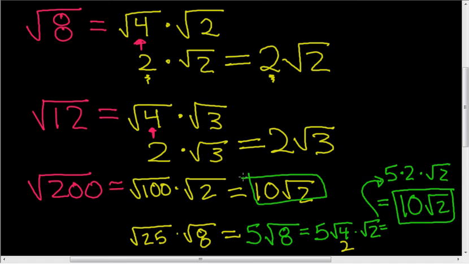And that's how you simplify radicals. Break them up into two things where you can then take the square root of one of them. When you're done, you write it as the whole number multiplying the radical.